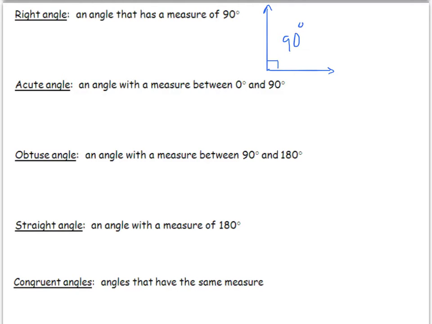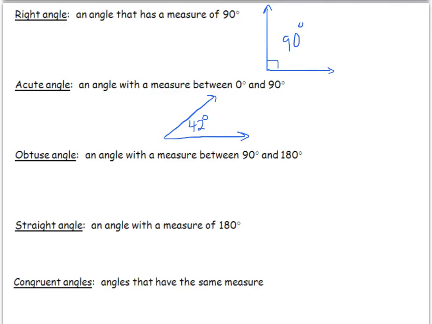Now what happens if I have some angle that has a measure that sits between 0 and 90? We call that an acute angle. An acute angle has a measure between 0 and 90, so it has to be less than 90 degrees, but more than 0 degrees. So an example of that would be an angle that looks like this, okay? So maybe, for example, I would say that this angle has 42 degrees. That means that is an acute angle, because it's a cute little angle, okay?